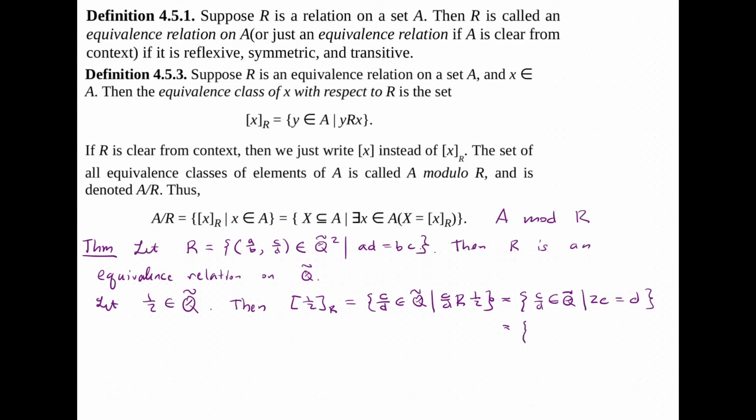If 2C is equal to D, we can come back to our choice of arbitrary C over D in Q tilde satisfying this property, and substitute that in for D. And so now we have C over 2C in Q tilde is the equivalence class for 1/2 under the equivalence relation R.